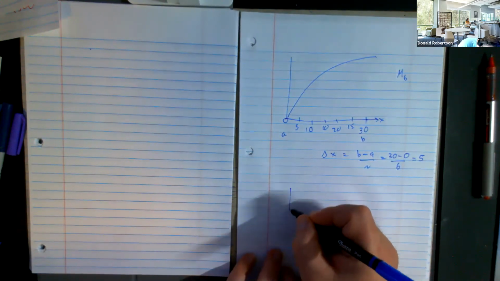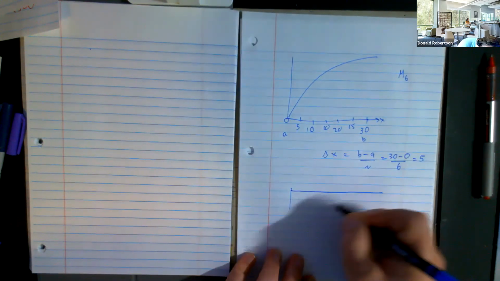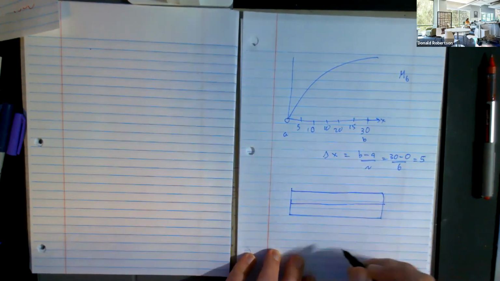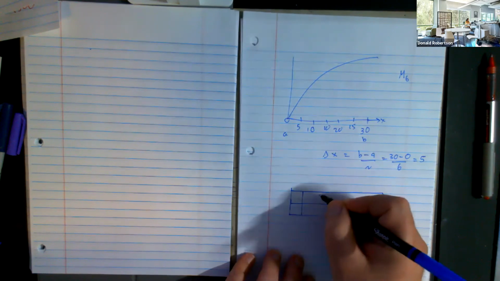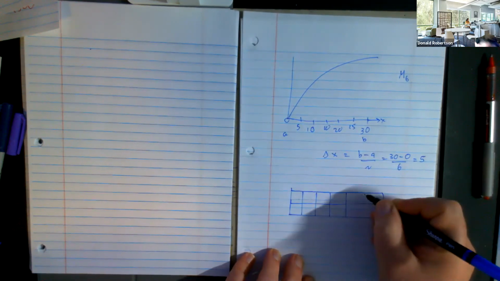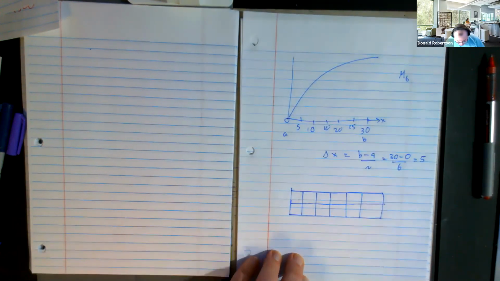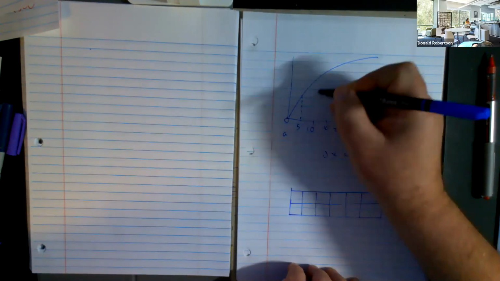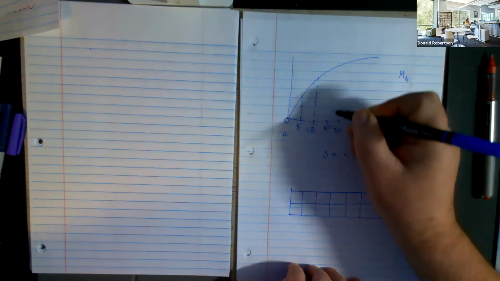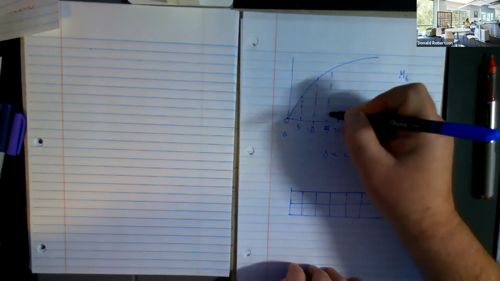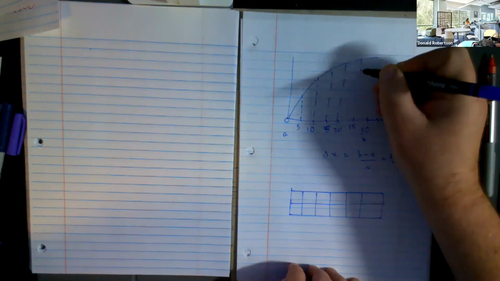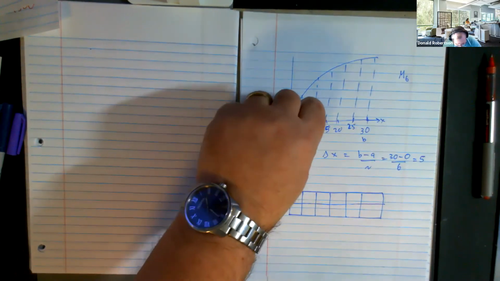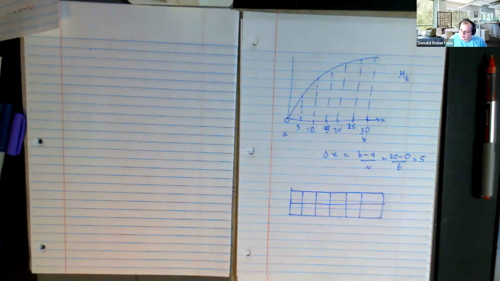Now it gets a little bit tricky here. I'm going to have to create a table. That's kind of how you do these. And we're going to have 1, 2, 3, 4, 5, 6, all together. Now, there's 0, there's 5, there's 10, here's 15, here's 20, here's 25, here's 30. 1, 2, 3, 4, 5, 6. You see the 6 strips.